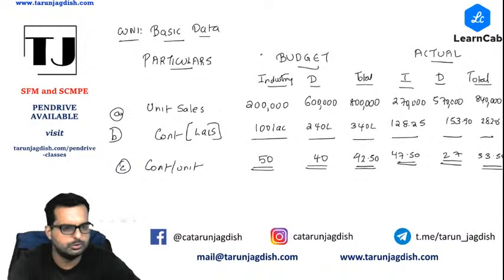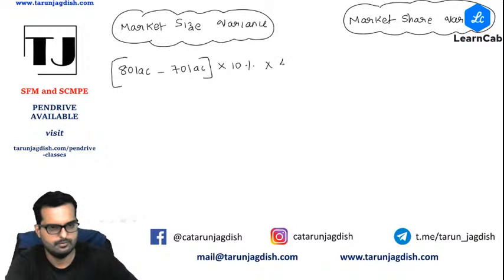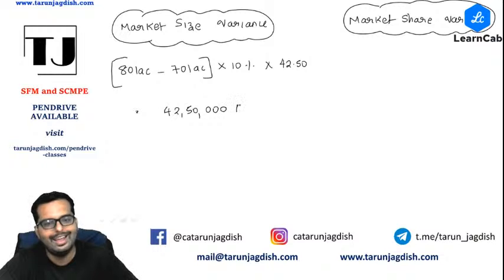What is the average contribution I have over here? Is it 42.5? So that would be 10 lakh, that is 1 lakh into 42.5. I will be getting the answer as 42 lakh 50,000 adverse.